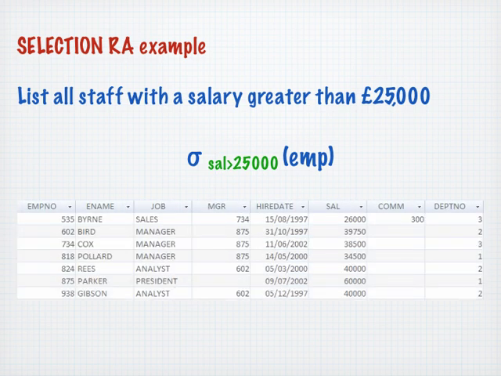Now if we could evaluate that against the database, the set that would be returned back, the relation that would be returned back, would be these columns. So you can see it's only the people whose salary is greater than 25,000.